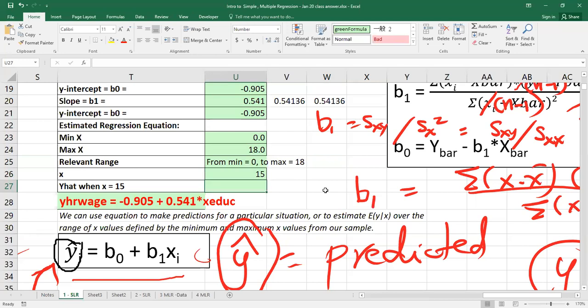So your predicted value is equal to the slope plus the intercept, okay, times 15. Diba? Kasi ang equation natin, negative 0.905, which is this one, plus your slope times education. Education is at 15. Okay, so you have predicted hourly wage is 7.22.